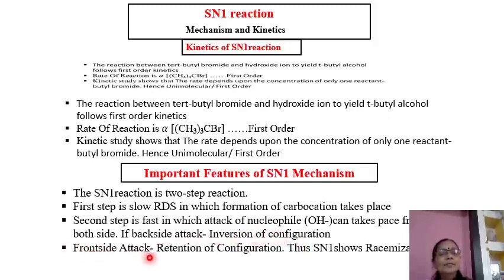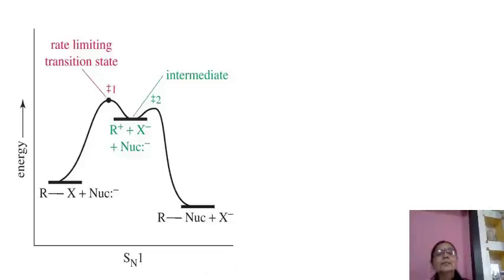But if front side attack takes place, that means the OH negative approaches the carbon from the same side as the Br, the C-Br bond, then there is a retention of configuration. That means if the starting material has the R configuration, the product also has the R configuration. The configuration gets retained and remains the same. That is called retention of configuration. Therefore, backside attack gives inversion and front side attack gives retention. Thus, in SN1, there is both inversion as well as retention of configuration. Hence racemization takes place, meaning 50% positive and 50% negative.